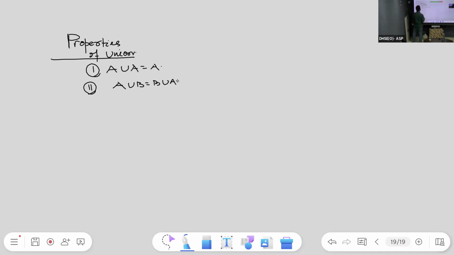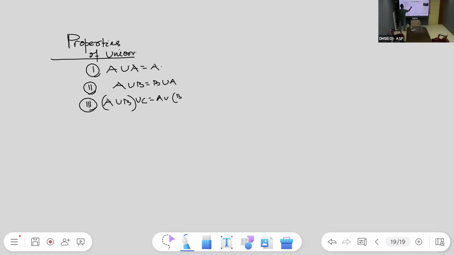For any three sets A, B, and C, (A union B) union C is equal to A union (B union C). This property says that if you want to get the union of three sets A, B, C, then take the union of any two sets first, then take the union with the third set. Okay. So for union of A, B, C, we take the union of A and B first, then we will unite it with C.